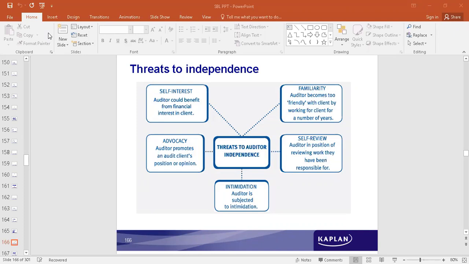What are the threats to auditor independence? First, we see self-interest. The auditor could benefit from a financial interest in the client. That's the major thing. That's the main reason why there is a threat to auditor independence.